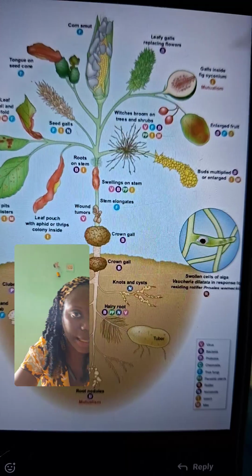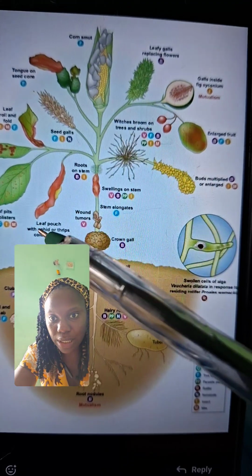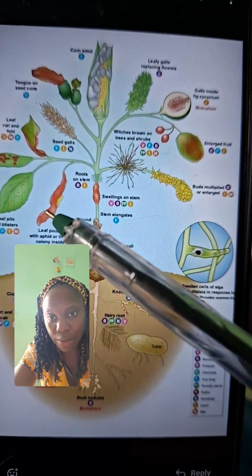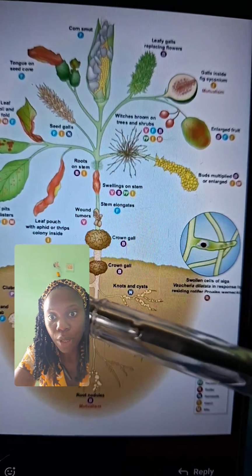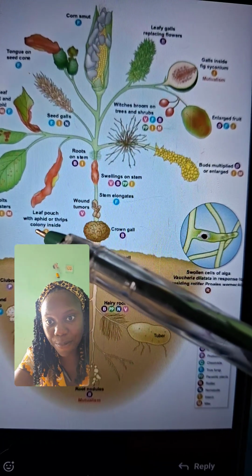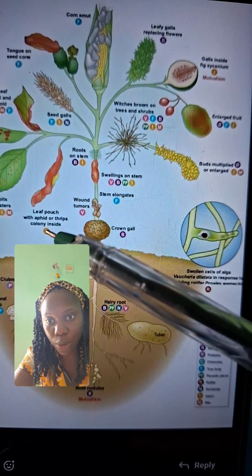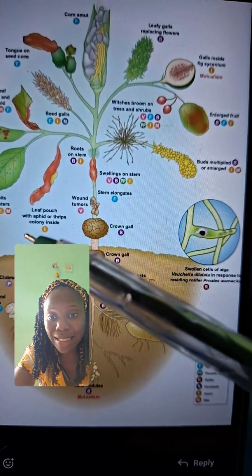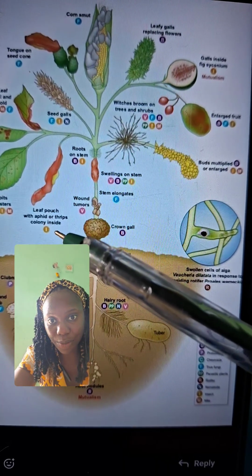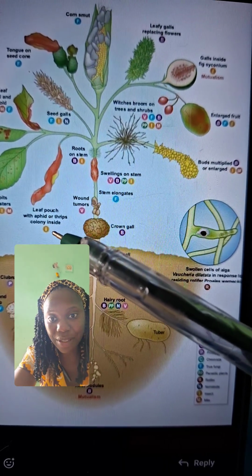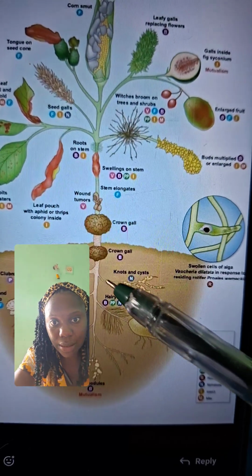So let's check this. First I will start with this leaf. You can see how brown it is, and then we'll use the key and you can see it's a leaf pouch with aphids or thrip colony inside. So it means it's an insect infestation. It's an insect infestation.